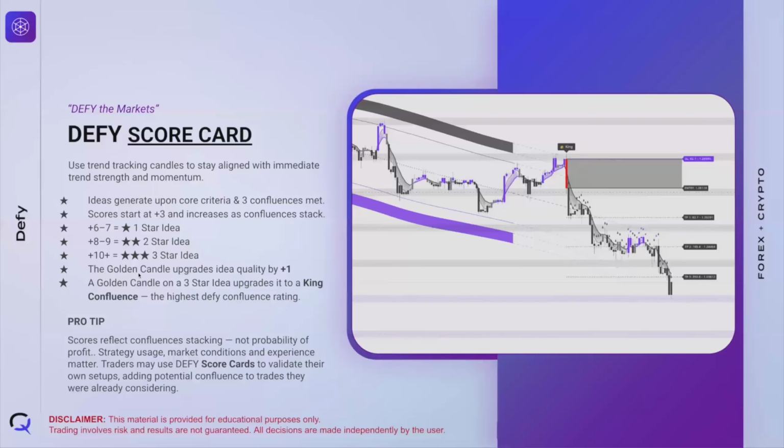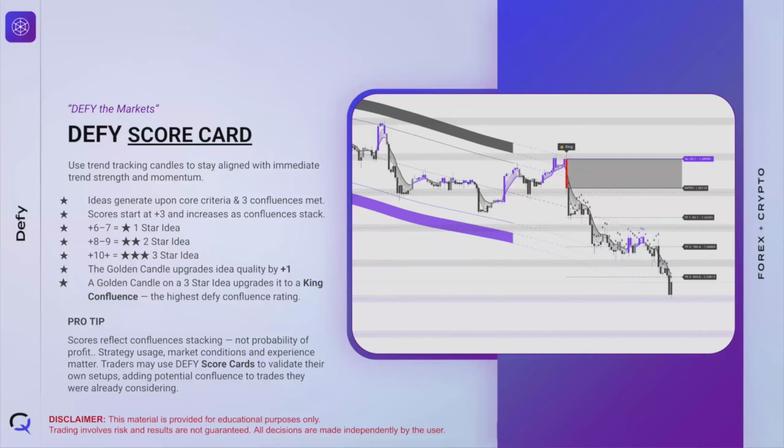Now we also have something called the golden candle. And in this color layout, I actually have the golden candle listed as red. I think it looks a little bit better here. All righty. So the golden candle is going to upgrade the idea quality by +1. So this golden candle is its own logic. It's a very strict confluence of very particular confirmations that I look for at one time. It has to do with candlesticks, price action, momentum. There's so much that goes into this particular golden candle.